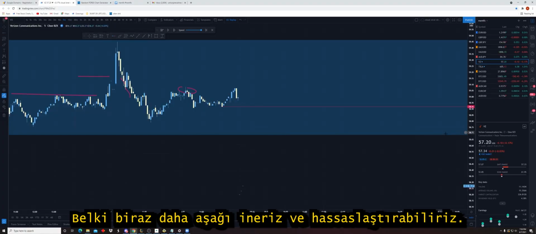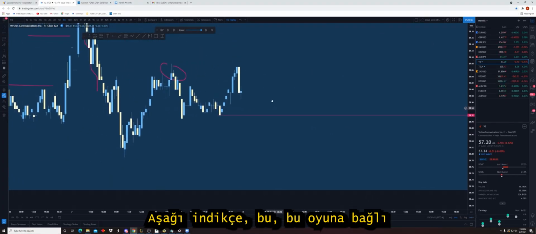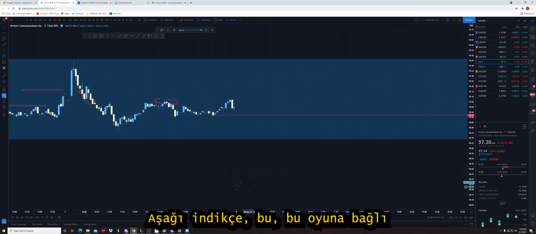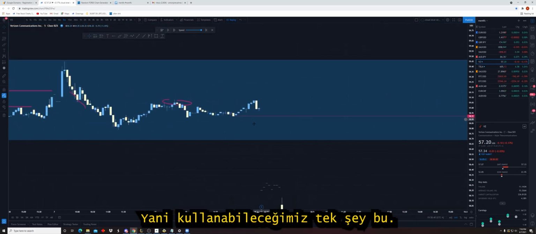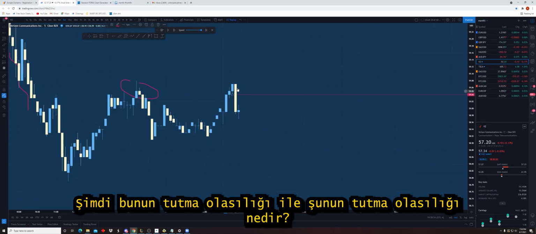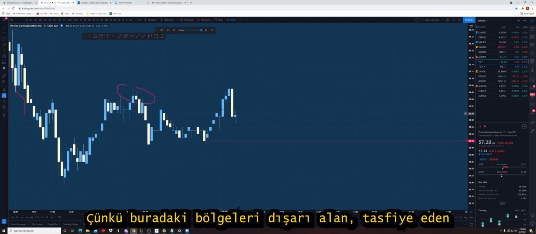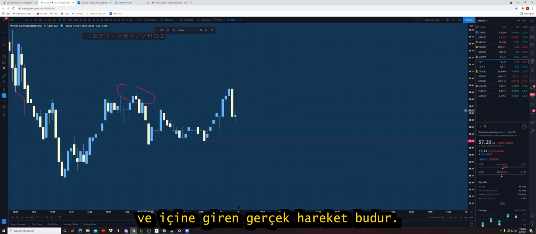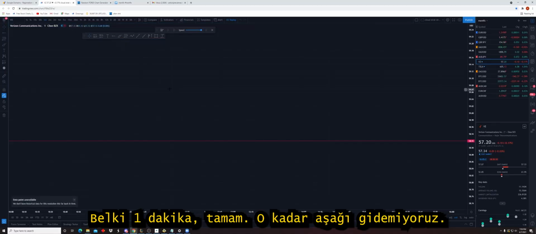Maybe we get a little bit lower and we can refine, right? How so? As we get lower, again, this is up to play because this is the next move that happened, right? If we play it out a little bit more, I think it just drops off. Yeah, so this is all we can use. If you wanted to, you could over refine to this point here. Now, what's the likelihood of this holding versus this holding? This is higher. Why? Because this is the real move that took out and liquidated and entered into these zones here. So we don't really want to go lower than that. Maybe 1 minute. Okay, so we can't go that low.